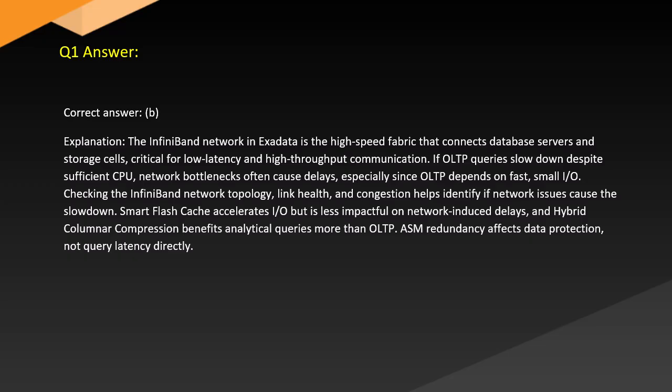Checking the InfiniBand network topology, link health, and congestion helps identify if the network caused the slowdown. Smart flash cache accelerates I/O but is less impactful on network-induced delays, and hybrid columnar compression benefits analytical queries more than OLTP. ASM redundancy affects data protection, not query latency directly.